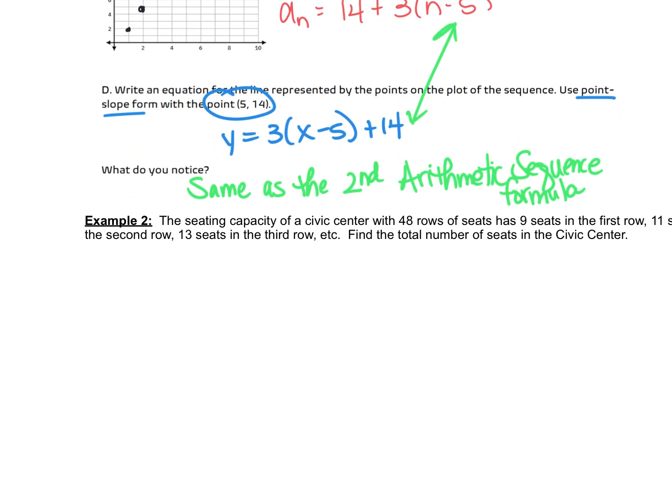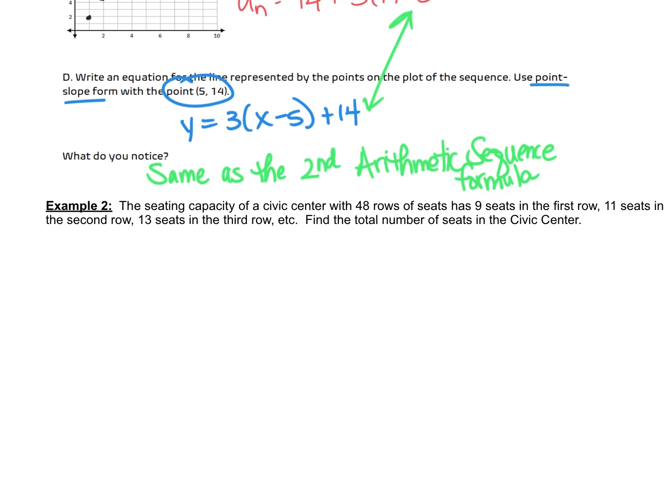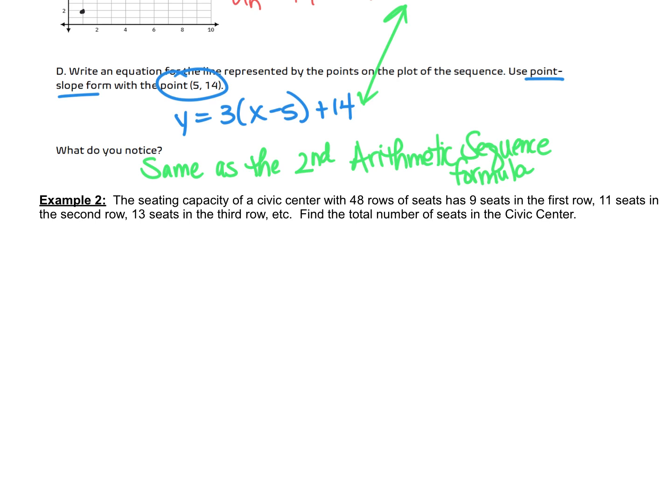Something that's in context. So the seating capacity of a civic center with 48 rows of seats has 9 seats in the first row, 11 seats in the second row, 13 seats in the third row. We want to find the total number of seats in the Civic Center. All right, so we got some work to do here. There's a lot of strategies we could use to do this, right? We know that there are 48 rows.